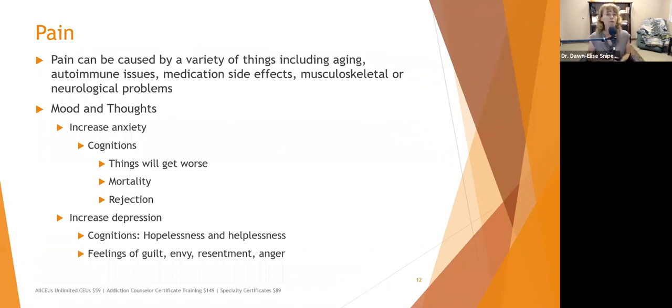Pain can impact our mood and our thoughts because it increases anxiety. We may have thoughts that things are going to get worse. We may be wondering about our own mortality. If you're having a pain and you don't know what's causing it, you may think, oh, it's cancer. And pretty much if you've gone online and you've gone on WebMD, any symptom you have is going to kill you, according to that website, it seems. So a lot of physicians will say, please don't go online. Please do not try to self-diagnose, because you see the worst case scenarios online and then you start freaking out.